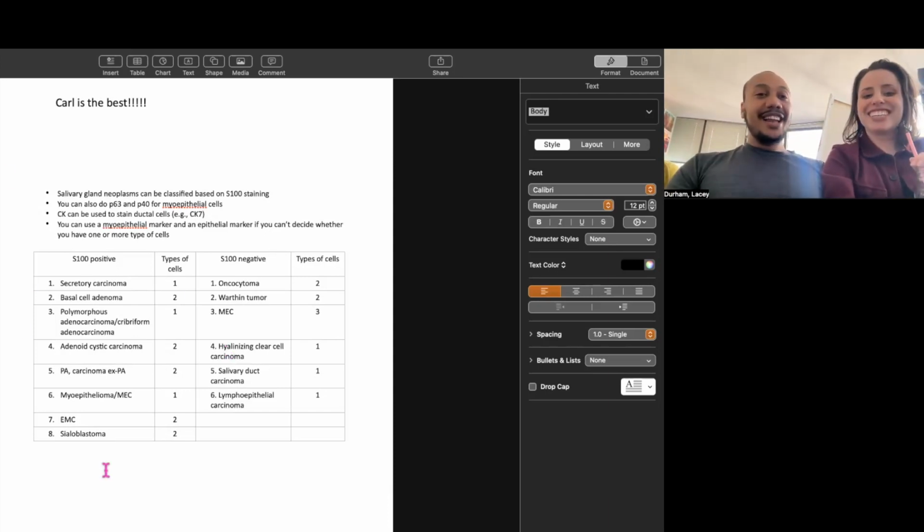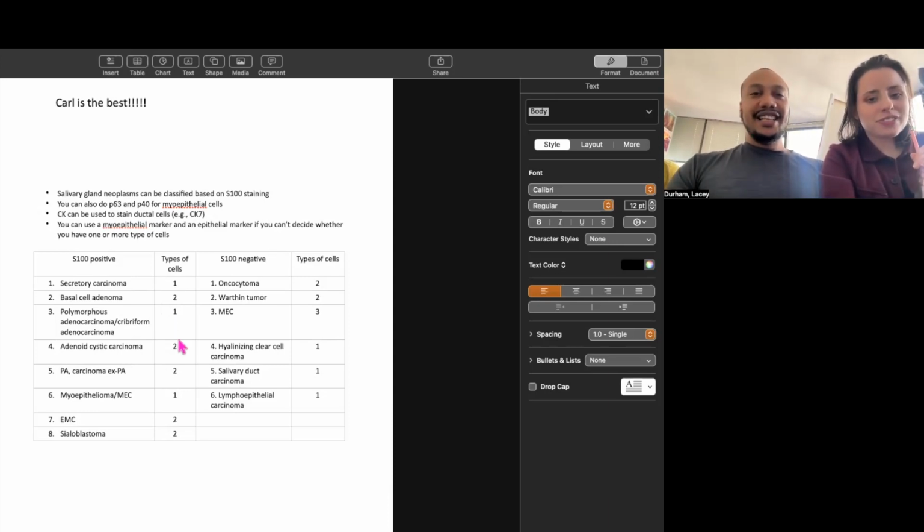And then I came back to this algorithm. I was like, oh, it's S100 positive, so I'm here. And then is it one population or two populations? So it's not secretory, it's not polymorphous, it's not myoepithelial carcinoma, it's not a sialoblastoma. It was not in a kid; it was an old patient, so it's not a sialoblastoma. So my options were basal cell adenoma, option number one, but it didn't look like basal cell adenoma to me because it's not blue. You described it as pink, acidic.